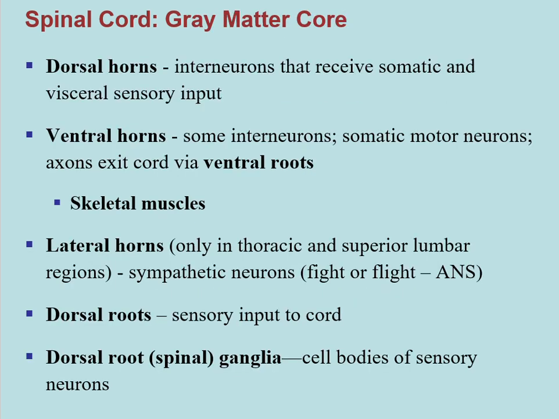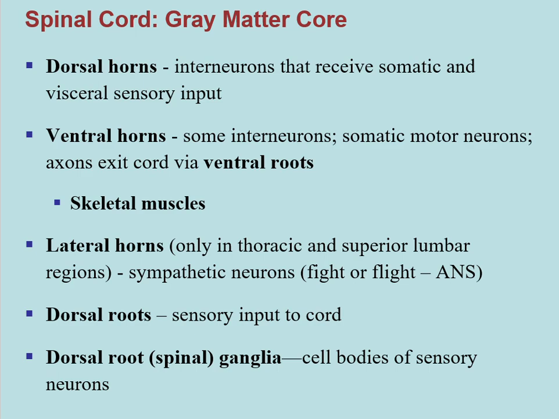Now, when we're looking at the spinal cord at its core, it has central gray matter. And that gray matter is going to be pointed in multiple locations. And towards the back are dorsal gray matter horns. And towards the front are ventral gray matter horns.